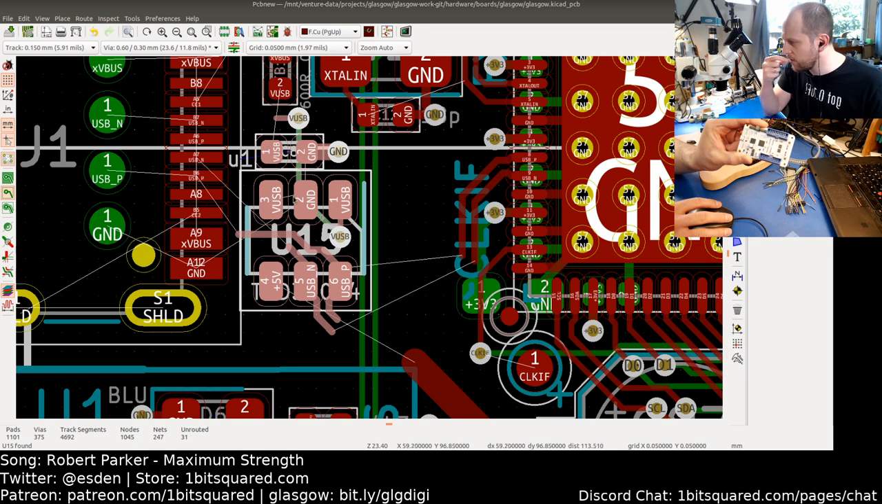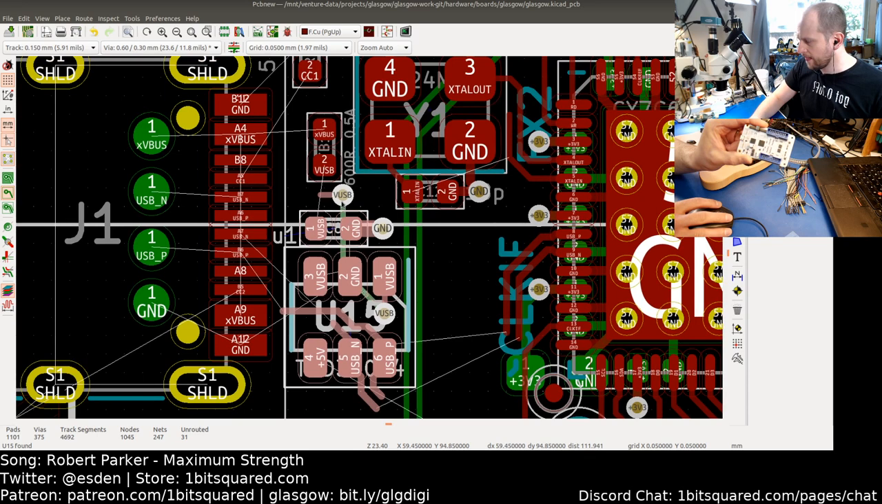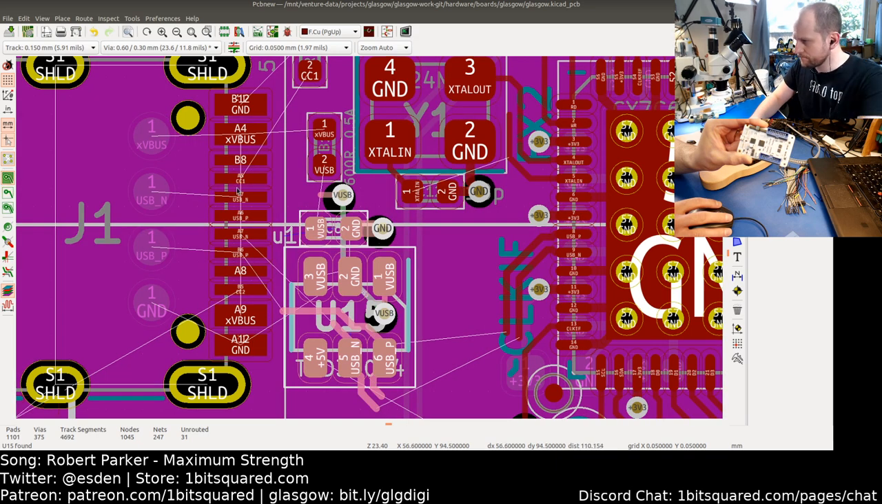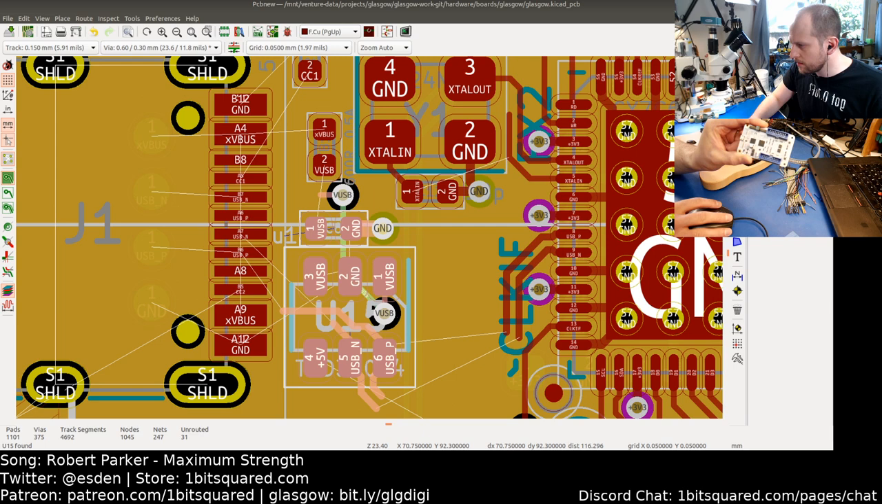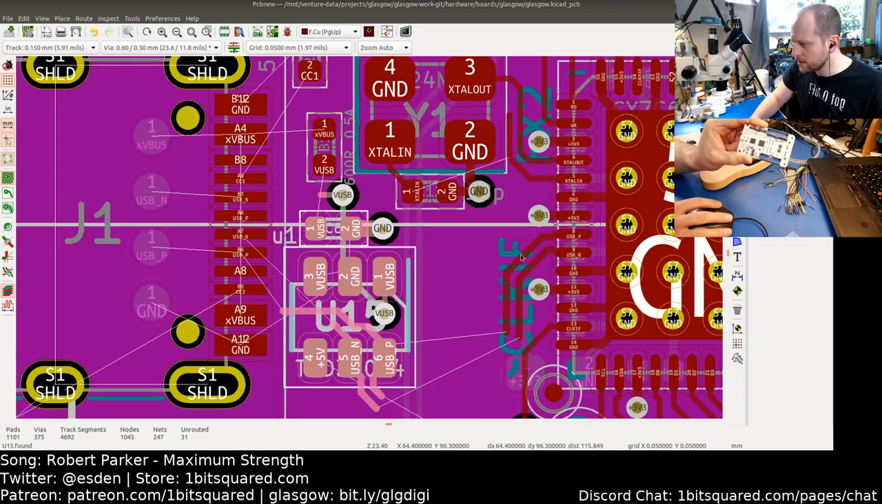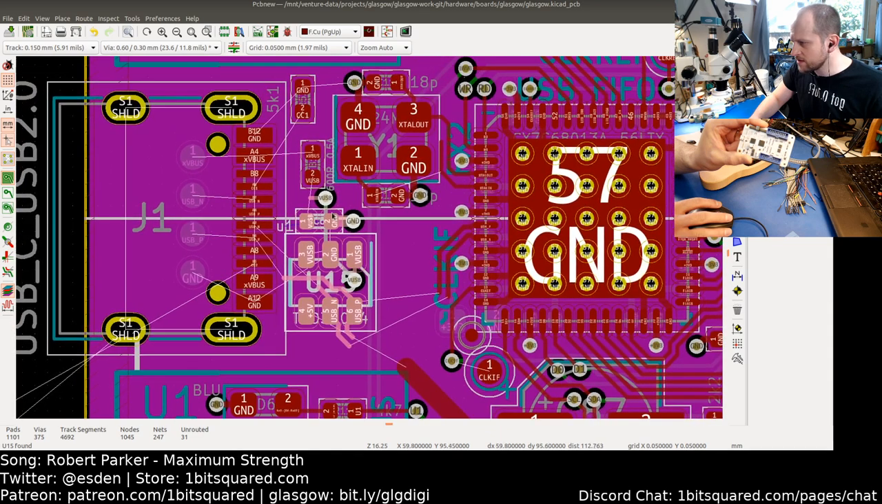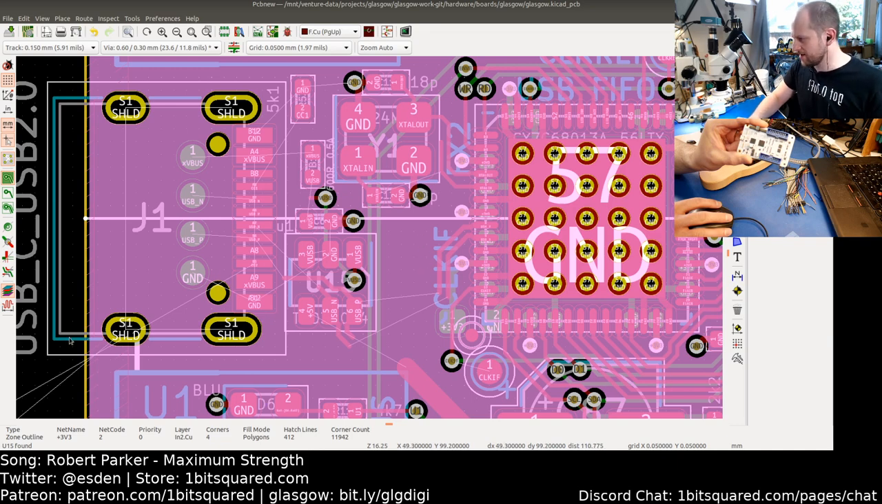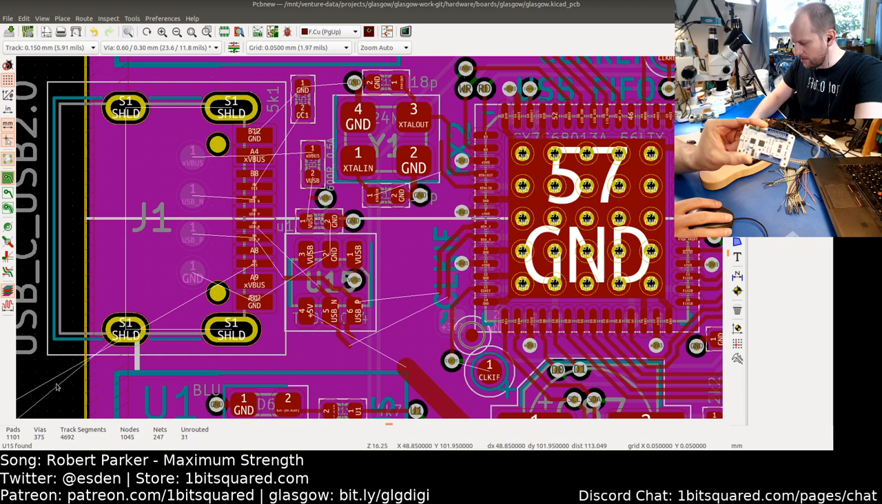VUSB. Wait a second. How is that connected? Is that going to the inner plane? There should be an inner plane doing that, correct? Huh. Okay, so how is that supposed to work? So it goes into here and then to the 5 volts? Is that what it is? So it has these thin traces connecting here. Wow. Okay, wait, that doesn't compute to me.